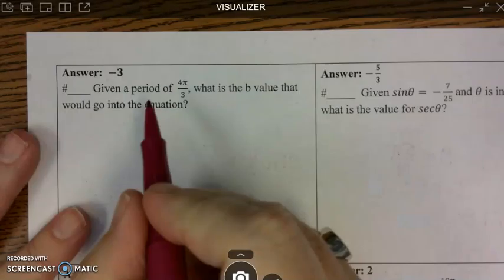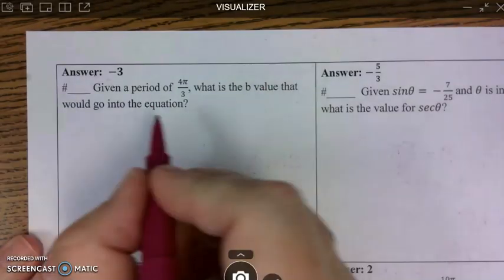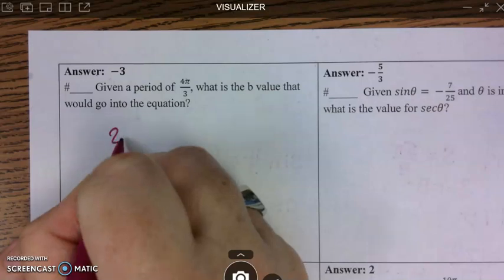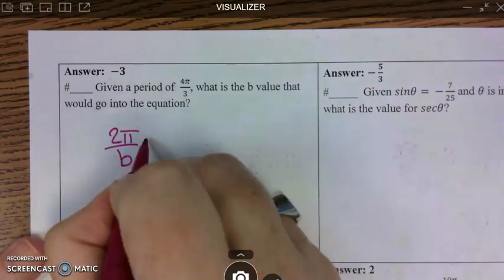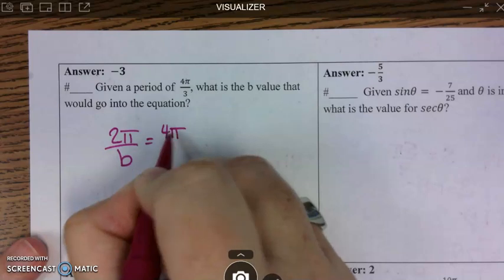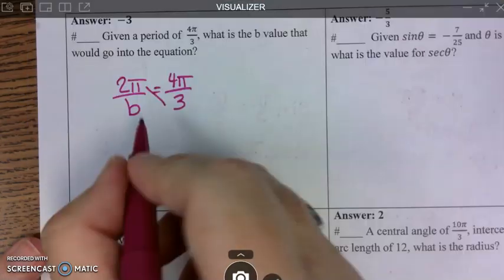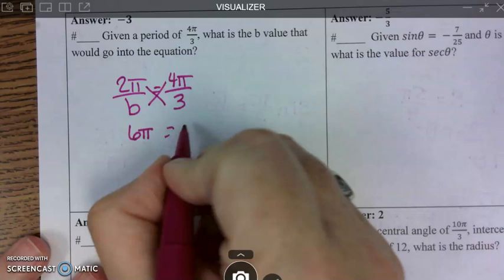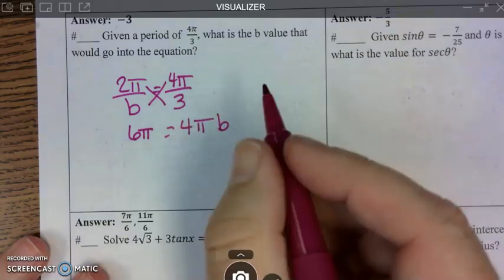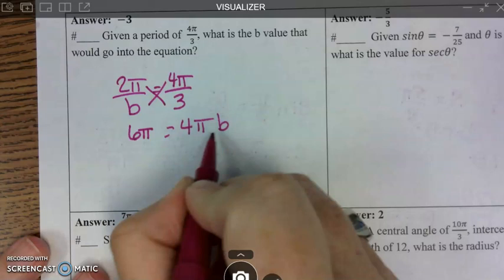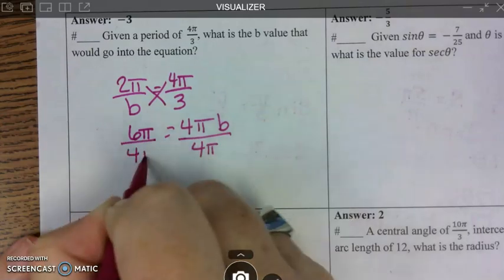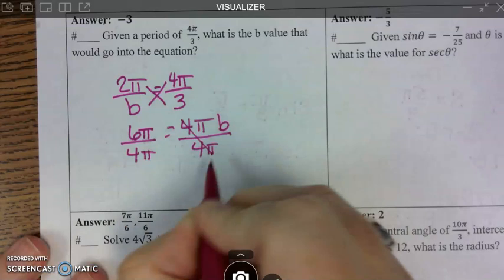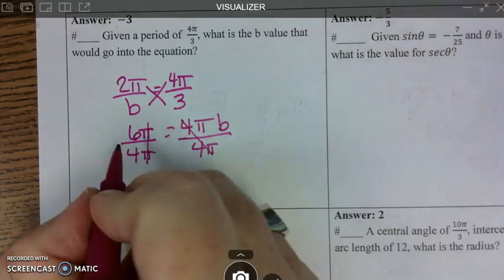Given that we have a period, what is the b value? The formula for period is 2 pi over b, and we're going to set it equal to 4 pi over 3. We cross multiply, so we get 6 pi equals 4 pi b. Remember we're solving for b, so we divide by 4 pi. The pi's cancel out, and we can reduce, taking a 2 out of the top and the bottom, and we get b equals 3 over 2. And that's it.